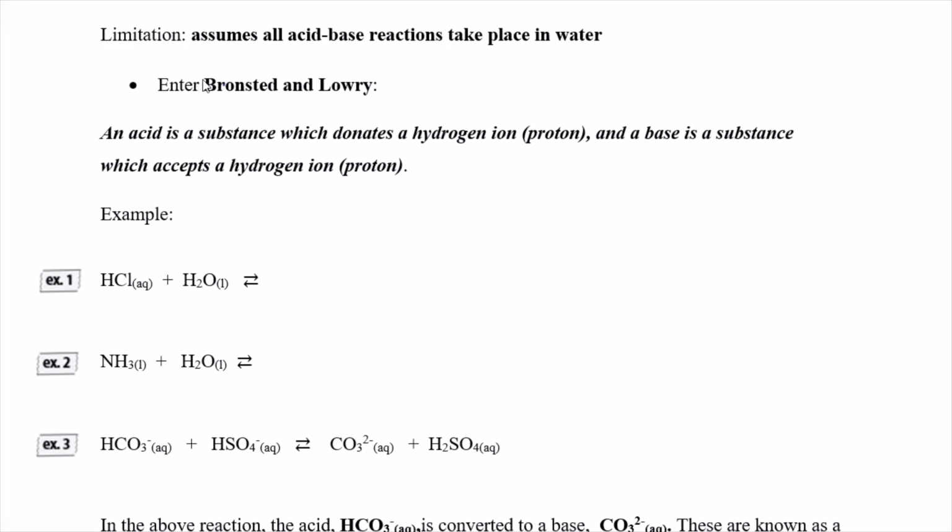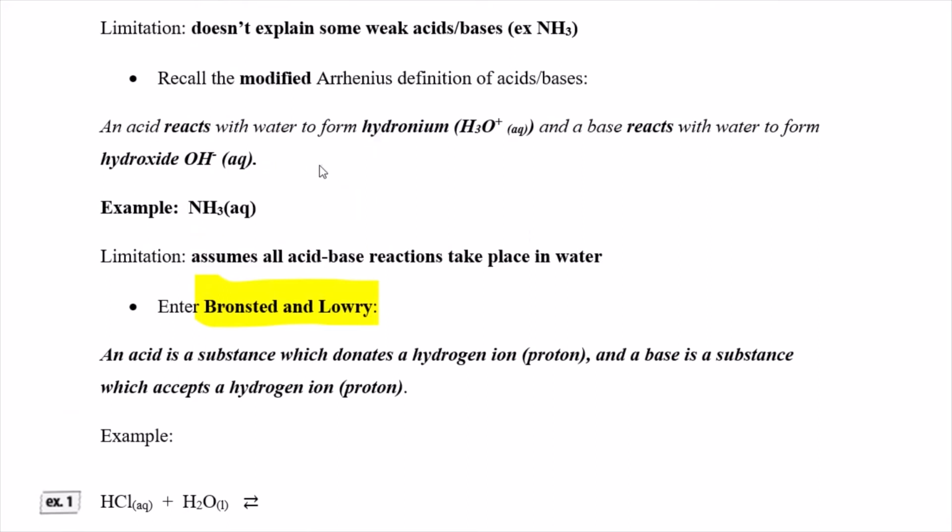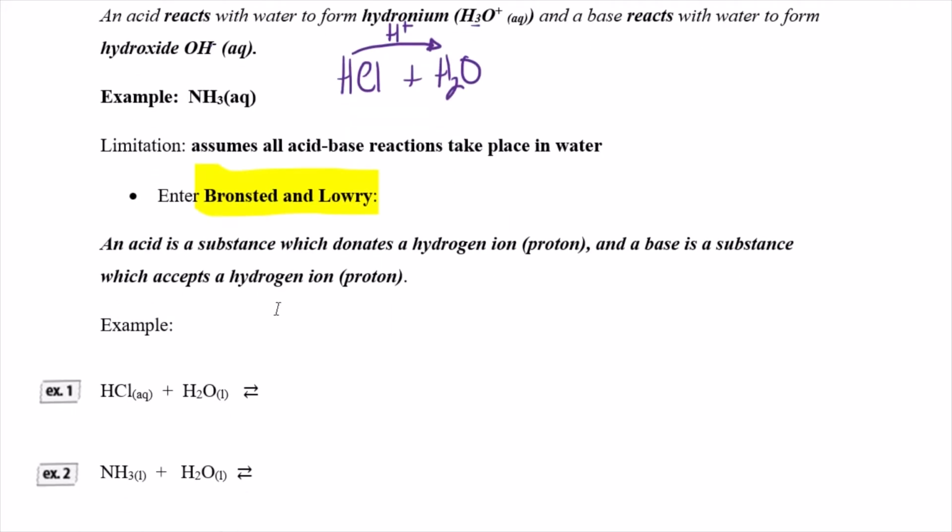The Bronsted-Lowry definition really fits into modified Arrhenius, at least the way that I like to explain it in class. If you have something that's reacting with water to form hydronium, let's say hydrochloric acid, well, the way that it forms hydronium, you need to give the water an extra hydrogen, so it means that one of these hydrogen ions is transferred to the water. And that's what Bronsted-Lowry says.